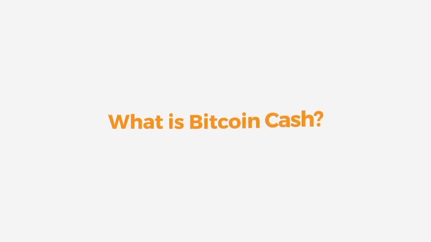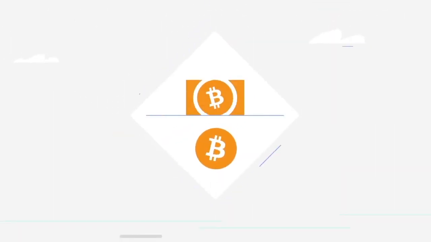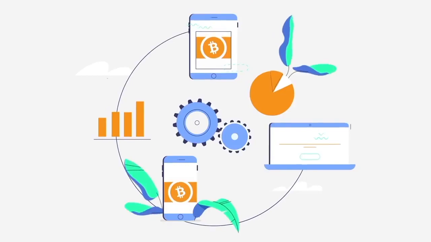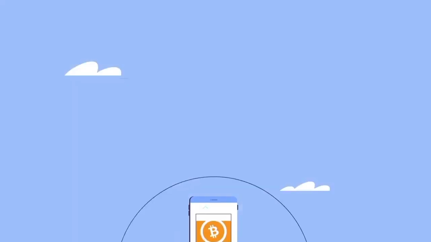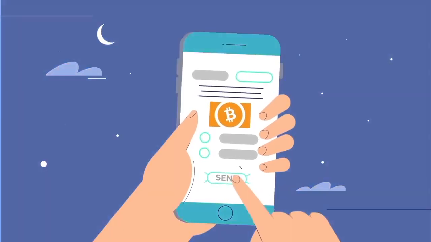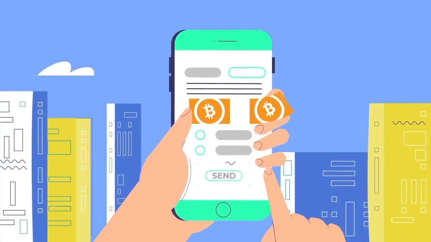What is Bitcoin Cash? Bitcoin Cash is an upgraded version of the Bitcoin core software. It's faster, cheaper, and more reliable to use. There's plenty of advantages to using Bitcoin Cash. Firstly, it's convenient. Anyone can send Bitcoin Cash anytime, anywhere, and it's mobile friendly.